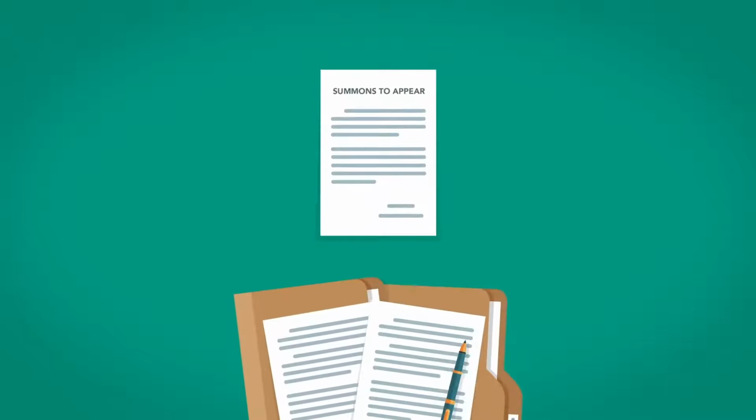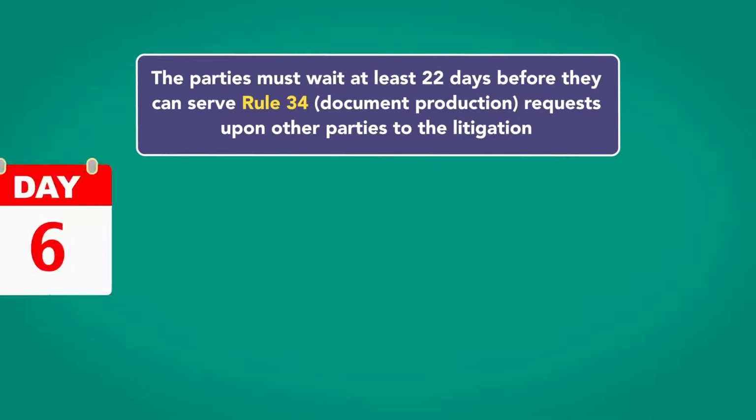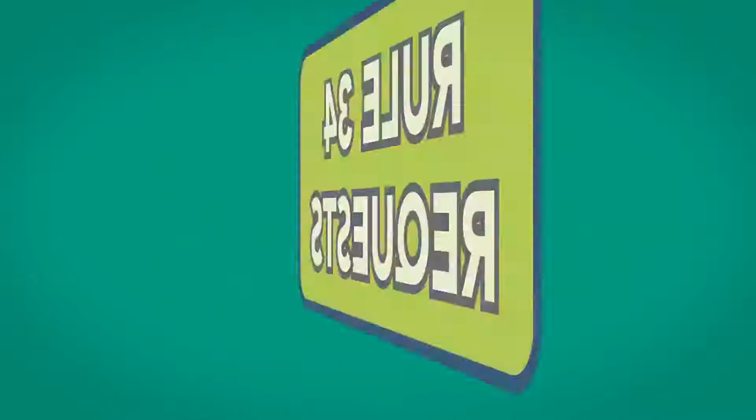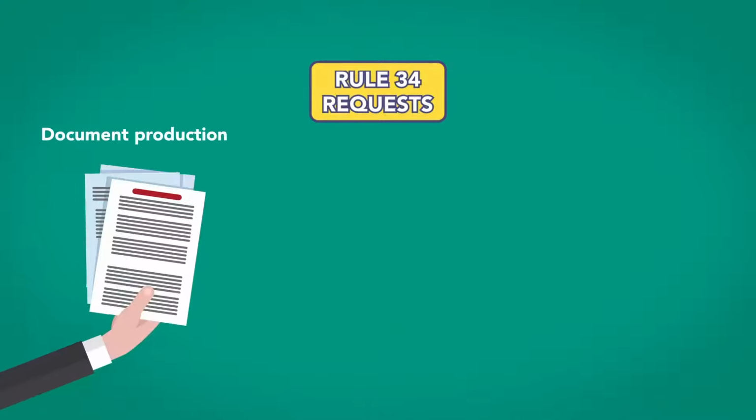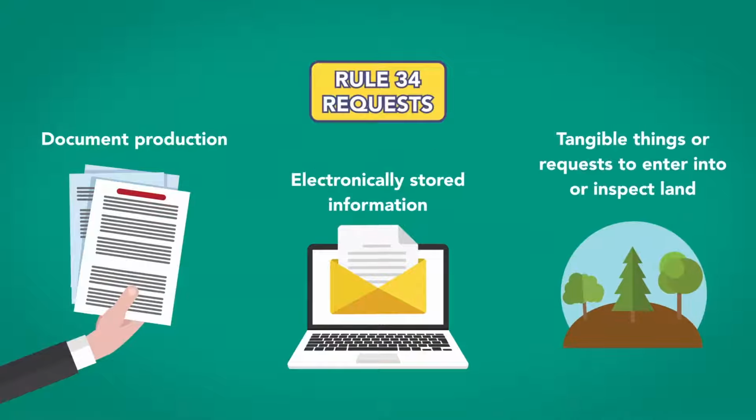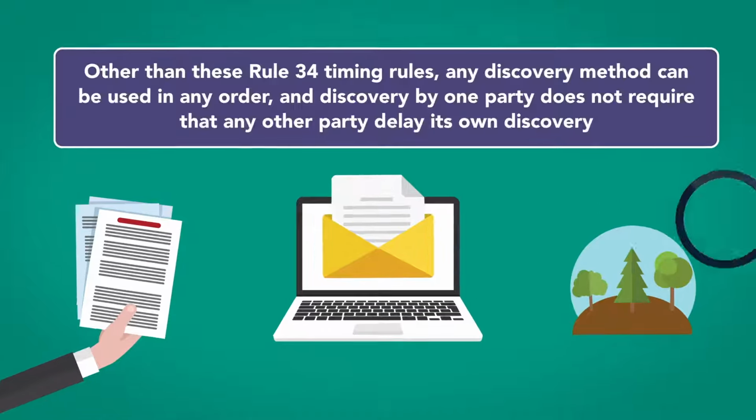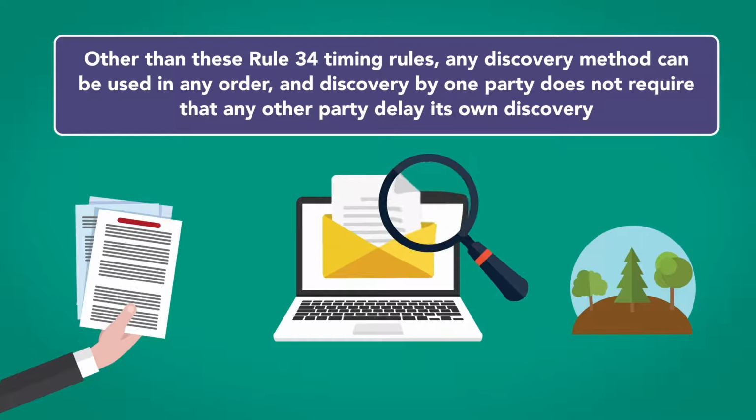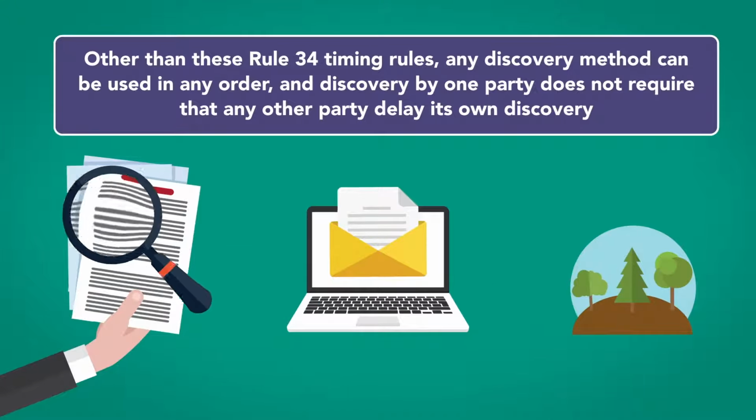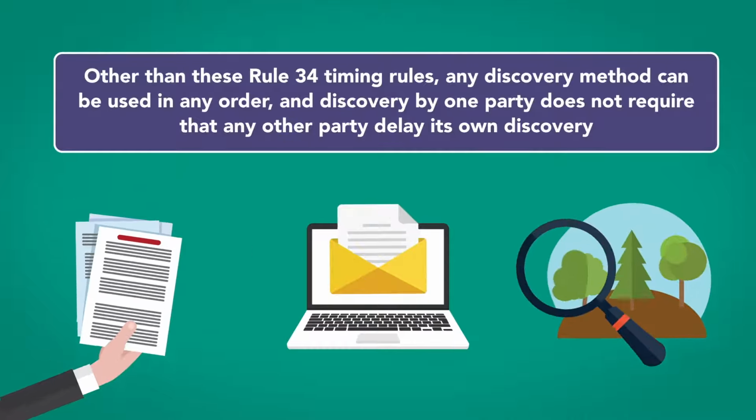After the summons and complaint are served upon the defendant, the parties must wait at least 22 days before they can serve Rule 34 document production requests upon other parties to the litigation. Rule 34 requests include those for document production, electronically stored information, and tangible things or requests to enter into or inspect land. Other than Rule 34 timing rules, any discovery method can be used in any order, and discovery by one party does not require that any other party delay its own discovery.